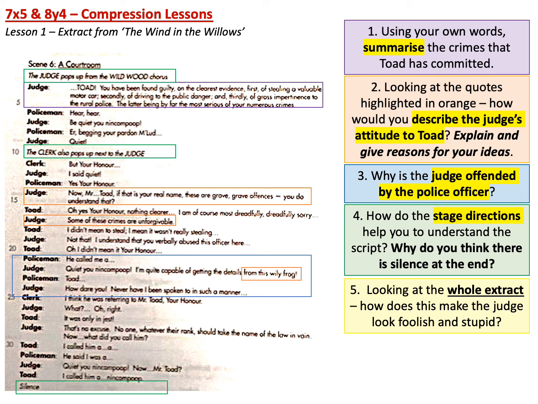And then finally, number 5, looking at the whole extract that I've just read to you, that you've just read along with me, how does this make the judge look like a fool and a little bit stupid? Okay, you've got to look at the whole extract to get that. Write down your answers, take your time. This should take you about half an hour to answer those questions.